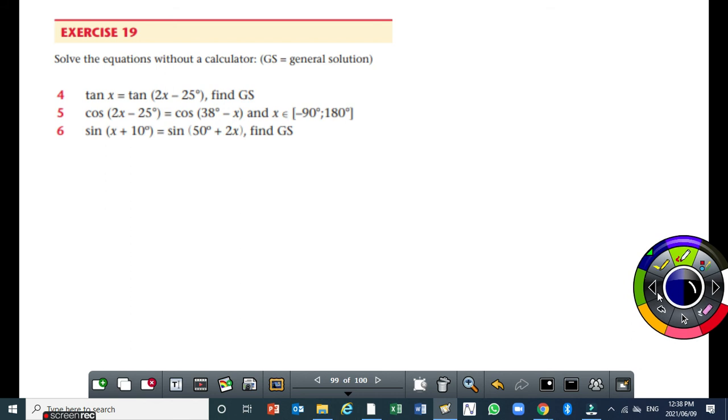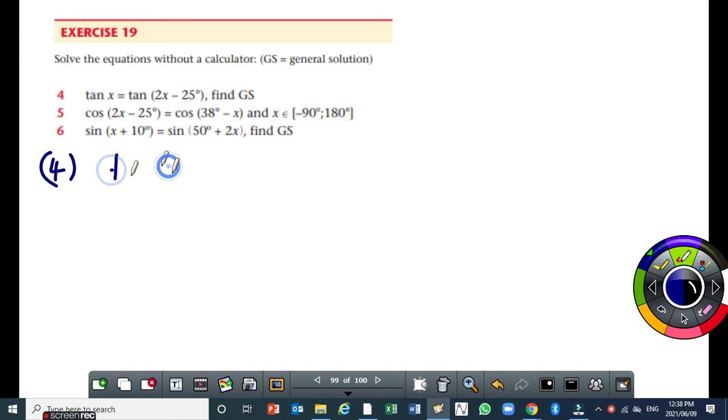Alright, the first question, we just need to find the general solution. Now, if you have a trigonometric equation like this, tan x equal to tan (2x minus 25 degrees), you can't use a calculator for this question, because the reference angle is already there. And that reference angle for our question here is going to be 2x minus 25 degrees.